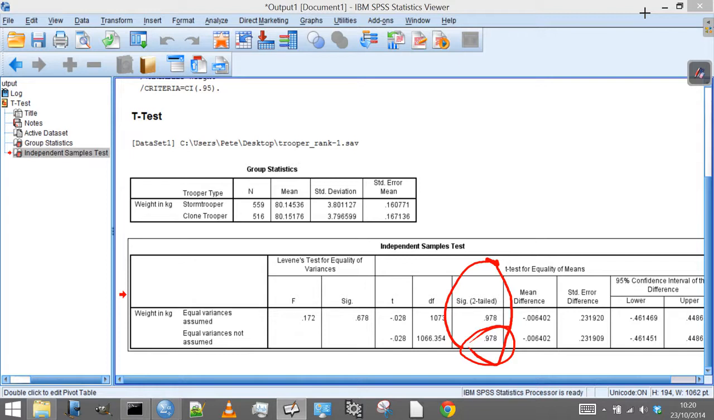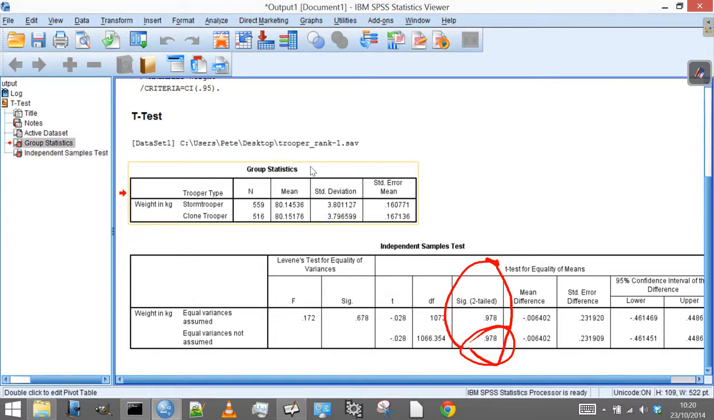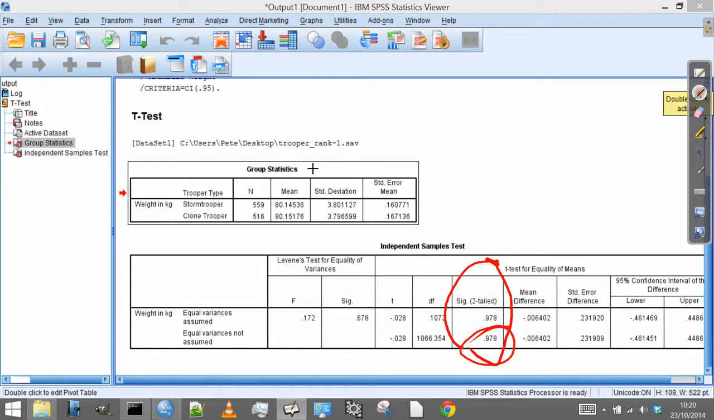We can, however, look here at the mean values, and we can see there is a very slight difference in the means of those two samples. We can also see that the mean value of group one, the stormtroopers, is 80.14, and the mean of group two, the clone troopers, is 80.15. Now we're measuring weight in kilograms, it says here. So we find a weight difference of 0.01 kilograms between the two groups.